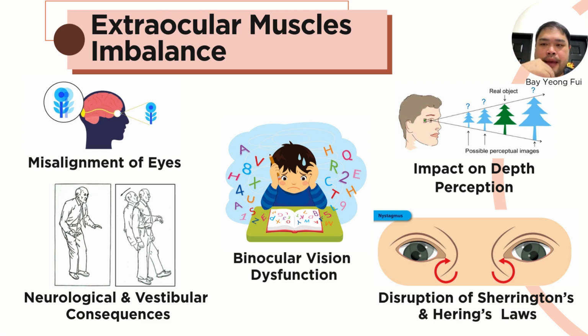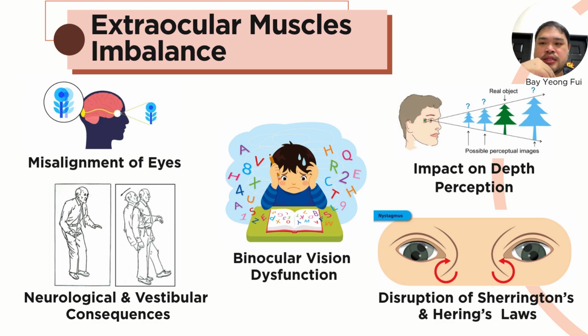Number three, impact on depth perception and spatial awareness. Binocular fusion requires precise alignment, and muscle imbalance prevents proper convergence and divergence, which may lead to poor hand-eye coordination, difficulty judging distance, or increased risk of falls or accidents.